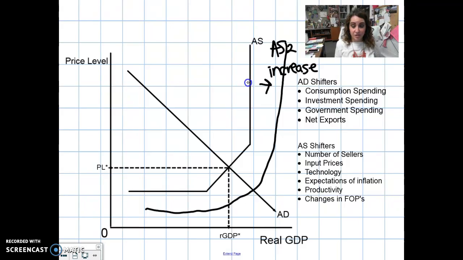A decrease to aggregate supply, curve 3, would look like this. It would be a leftward shift. That's a left arrow. And it would look something like that. Aggregate supply curve 3. That would be a decrease of supply.